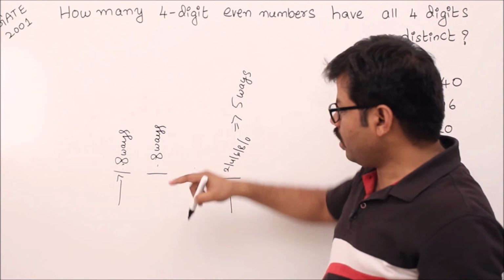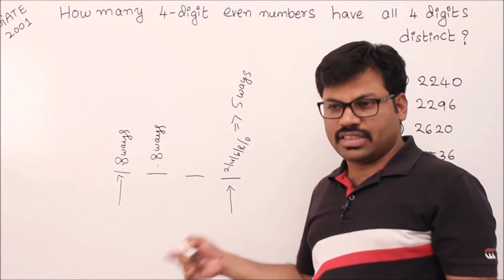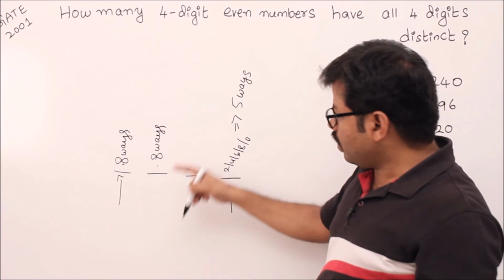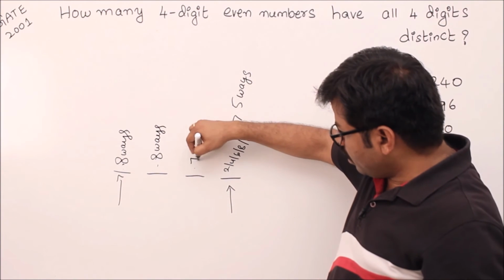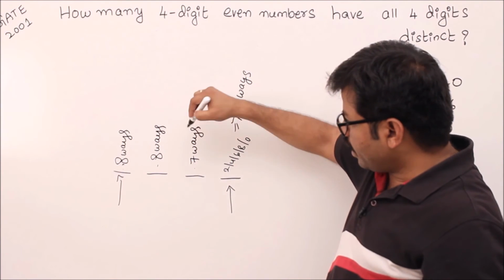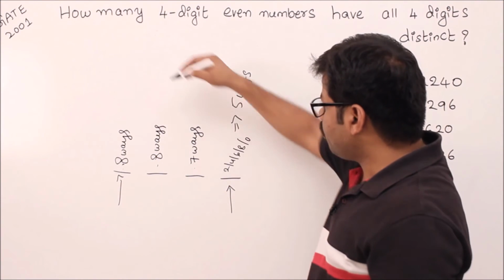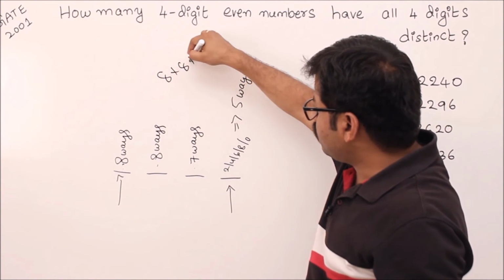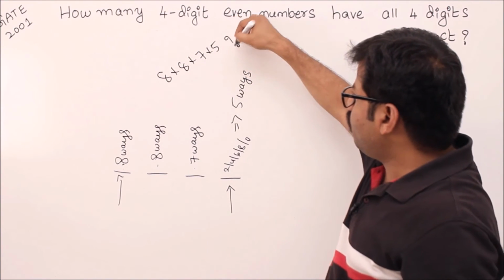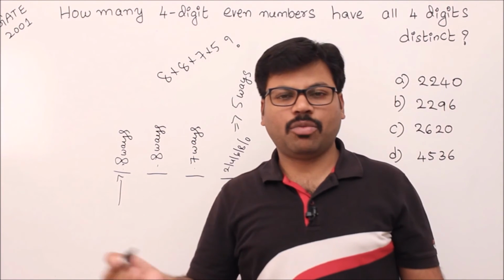Now come to this point. This position can be filled distinctly, so for that there are 3 positions already filled, then there are 7 digits to be taken, so it will be 7 ways, right? So the answer will become 8 into 8 into 7 into 5. But it's wrong. Why? Think about it.